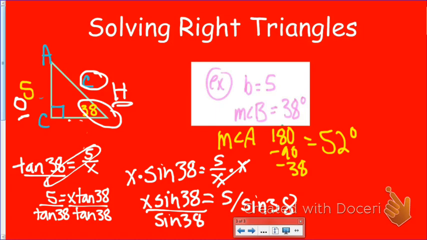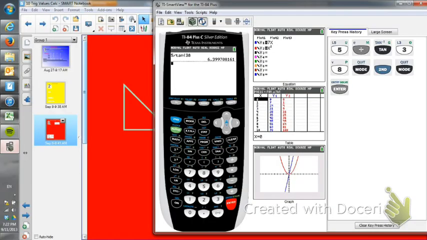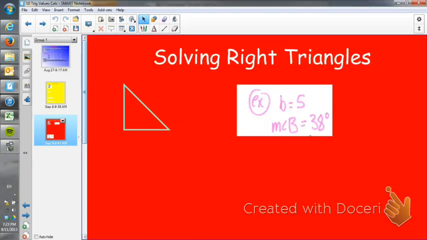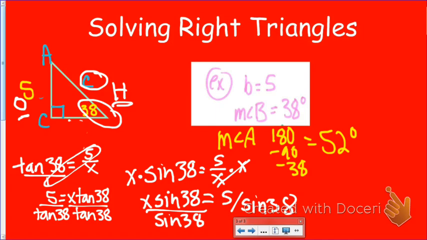So I'm going to go to my calculator, and I'm going to type in 5 divided by the sine of 38, and I get a missing side of 8.12. So I had 6.4 and 8.12 as my missing sides. So this one was 6.4, and this one was 8.12.